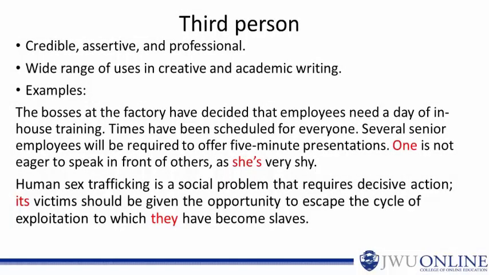Finally, third-person point of view identifies individuals by proper nouns, i.e. Joe Smith, or through he, she, one, etc. Most formal academic writing uses the third person as it is credible, assertive, and professional.